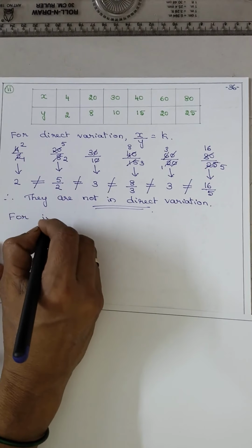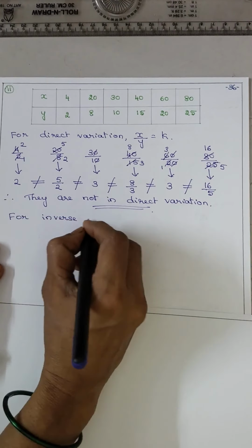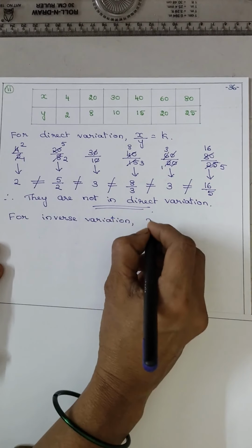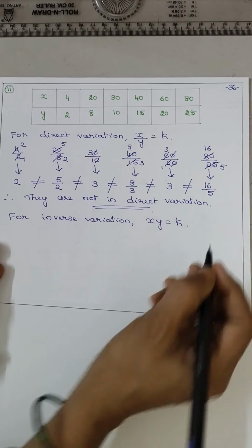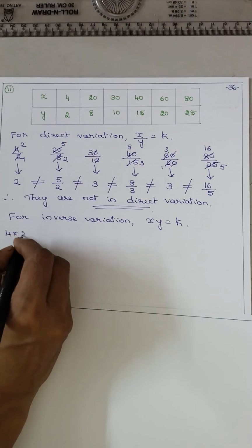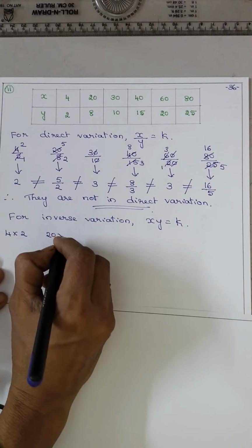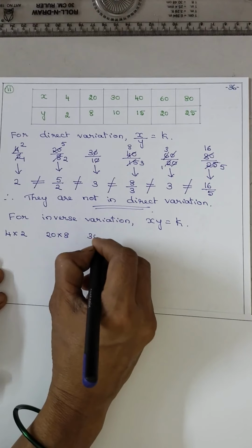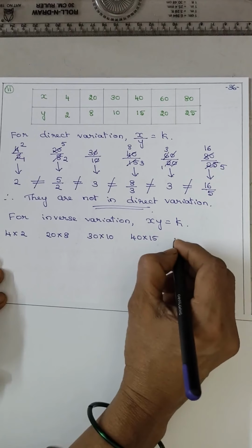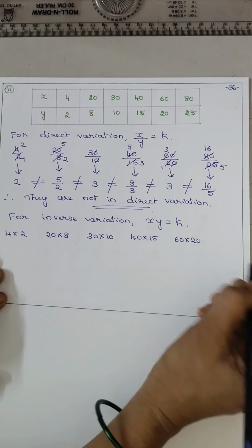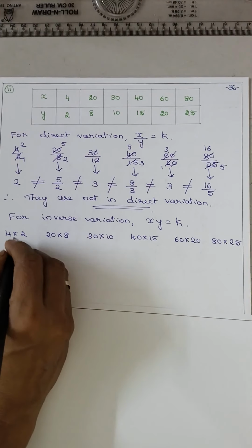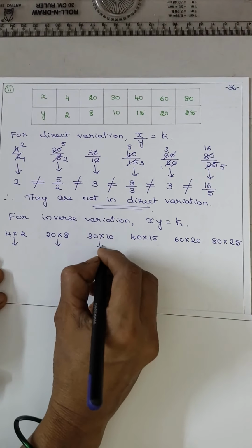Now check for inverse variation. For inverse variation, the formula is xy is equal to k. Write the numbers: 4 into 2, next 20 into 8, next 30 into 10, next 40 into 15, next 60 into 20, and the last is 80 into 25. Multiply and see.